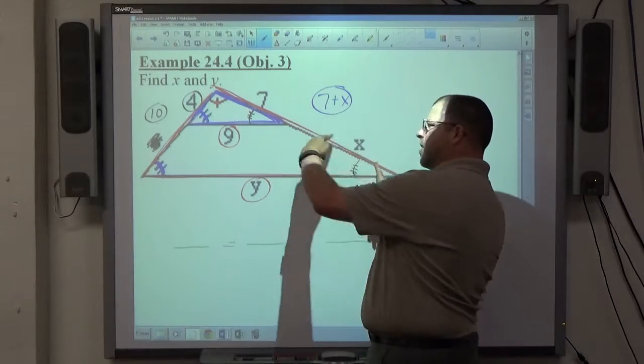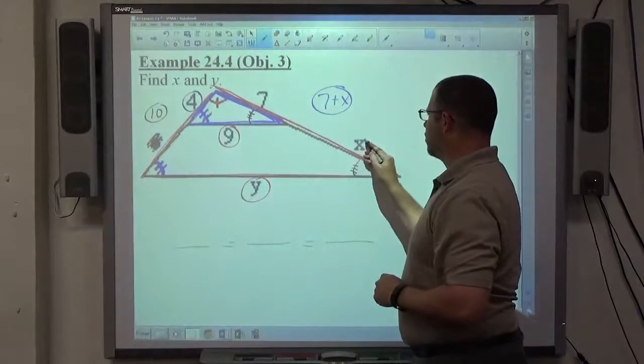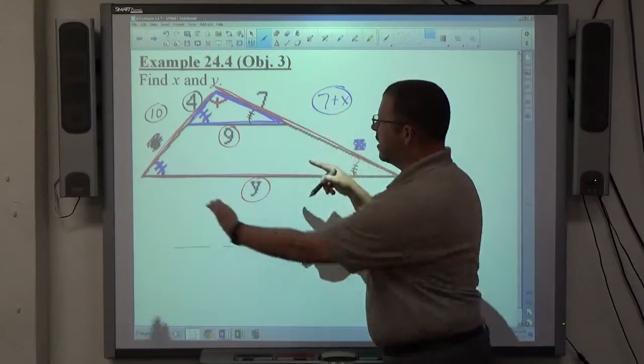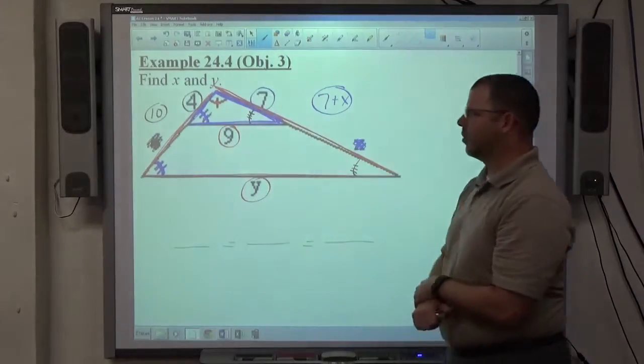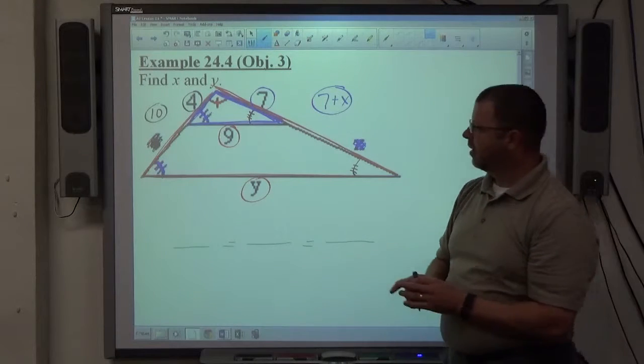X is important. X is how far it is from here to here, but the length of the side includes that 7. So once you've established the length of that, we no longer need this piece. 7 plus X opposite the blue angle, 7 opposite the blue angle. Those sides correspond to one another. Alright? Be careful, we're using addition.